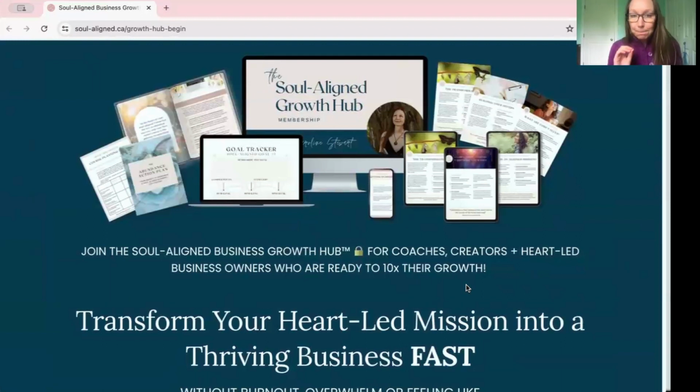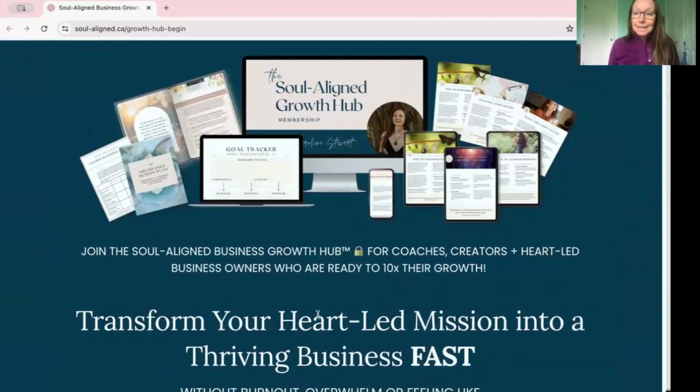One is a very compelling and short headline. So the headline here obviously is the biggest text here. "Transform your heart-led mission into a thriving business fast." I did this one great. And this is actually a really helpful thing to use ChatGPT for, or any kind of AI support.